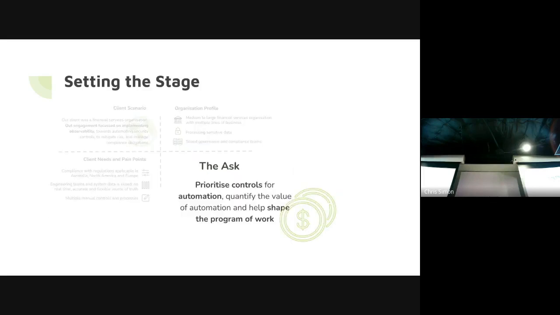And therefore, the problem was, hey, can you help us prioritize what's really critical to this program of work so that we can make sure we're really delivering value? And can you help us then shape this program of work?